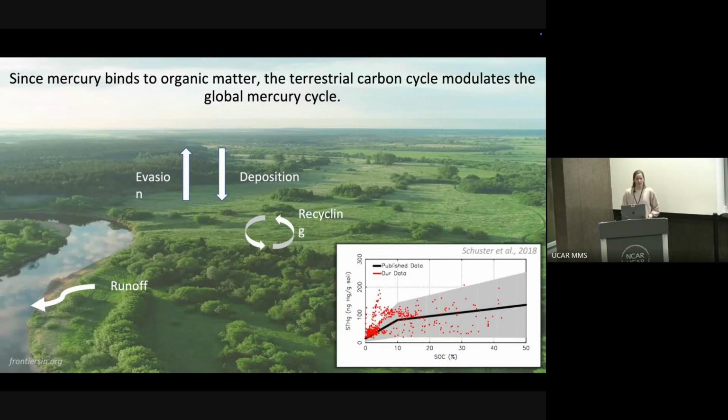So for those who are in the mercury research community, mercury does bind to organic matter. Thus the terrestrial carbon cycle modulates the global mercury cycle. We see a lot of the same processes of deposition and evasion and runoff that tend to follow carbon. So in SUBCASA, we're able to use carbon as a proxy for mercury cycling. And this graph here on the bottom right shows this positive correlation that we often see between mercury and carbon. These are soil cores from across the US.